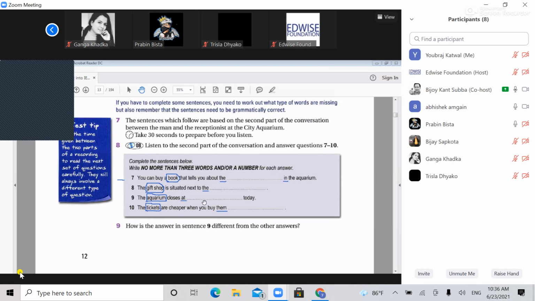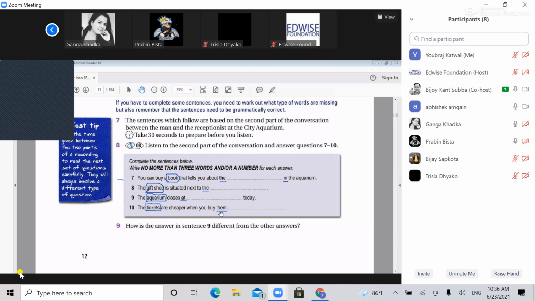Next, the aquarium closes at 7:30. But the lady does not use the word closes. The lady says, we are open till 7:30. Till is a preposition. When you say after 7:30, it closes. You know? So closes at 7:30.